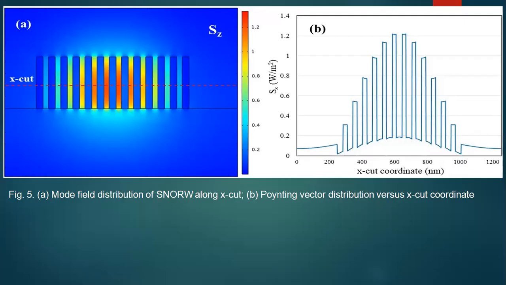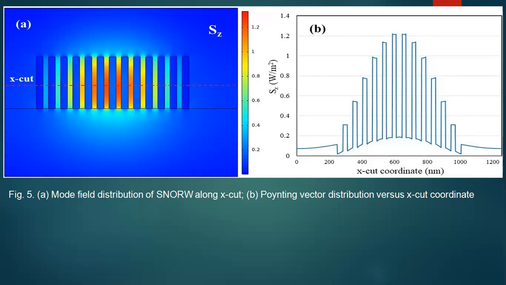Here you can see regions of high intensity between the silicon nanowires and regions of low intensity everywhere else and inside the silicon nanowires. So this region of high intensity between the silicon nanowires indicates that the power is flowing through between the gaps, which is something characteristic of a slot waveguide, which it looks like.